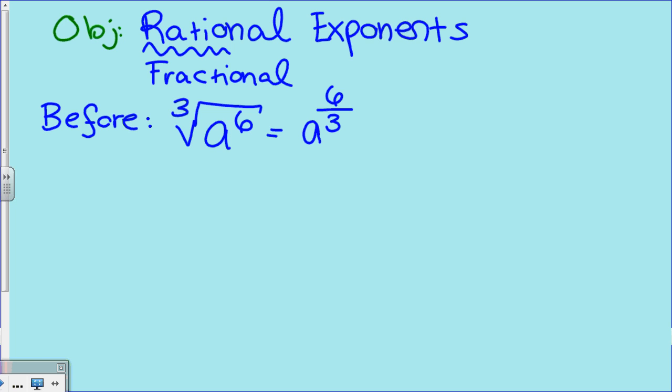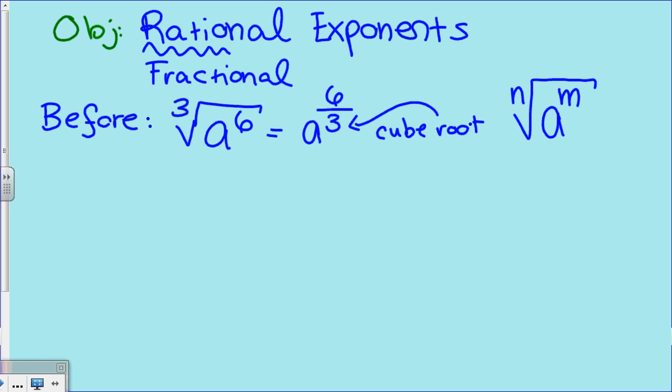Yes, good. Now, I know that this reduces. I'm not going to reduce it right now. What I want you to do is look up there. You see how in the denominator, there's the index? So right now, this is a fractional exponent, yes? You also see that it says this is the cube root just by looking at the denominator. All right, so the numeric format of this is going to say the nth root of a to the m is equal to a to the m divided by n. And n is our root.